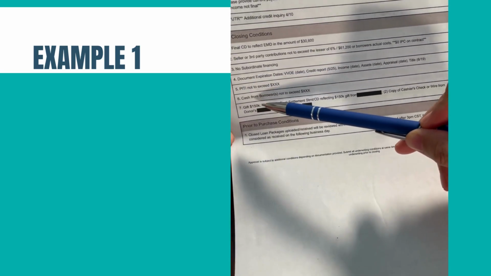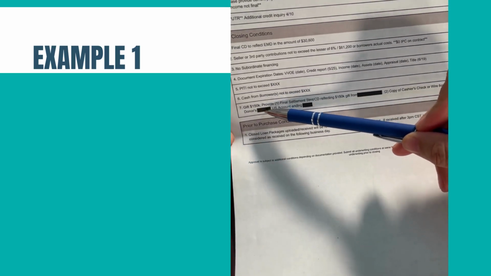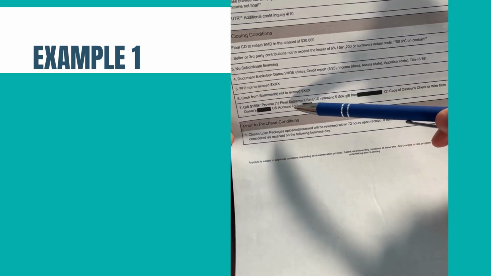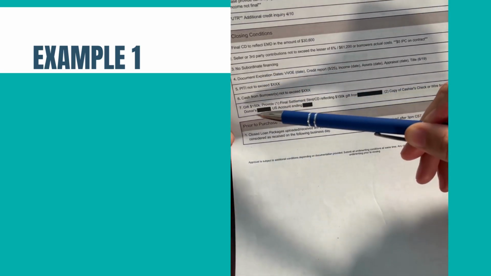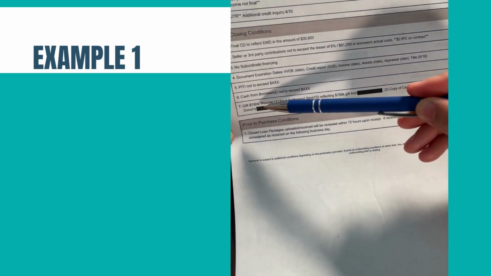And then in this case, the borrower is getting a gift of $150,000. So we need to make sure that this is executed correctly, that the final settlement statement shows $150,000 gift from the donor, whether that be the parents or grandparents, and then a copy of the cashier's check or the wire receipt showing their name on it, as well as the last 4 or 5 digits of the account number so that it matches up with the gift letter.